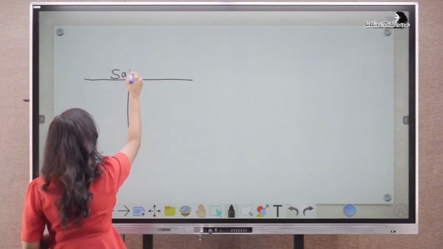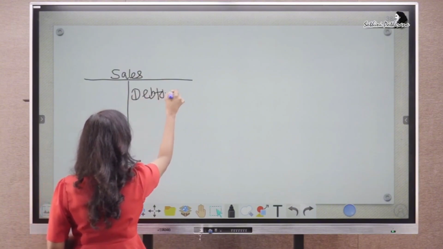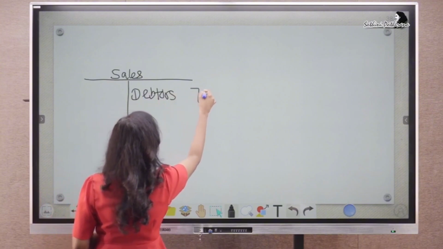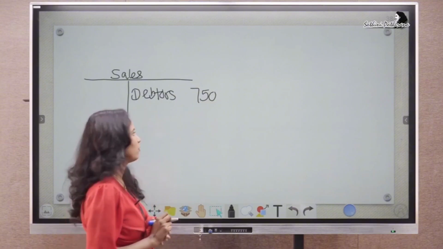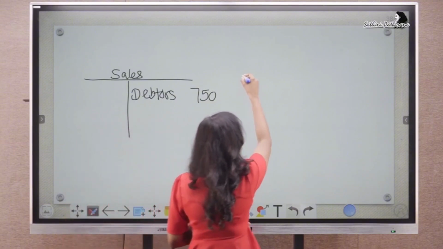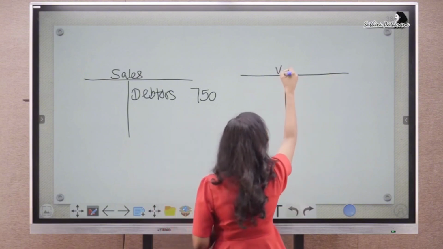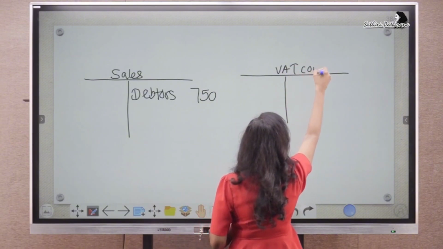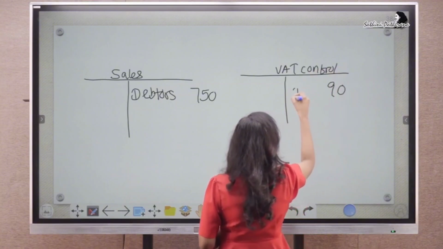Sales account, we'll assume this one is also on credit, debtors 750. Your actual sales income is only 750. And again for VAT control, you should write 90. Here also debtors.